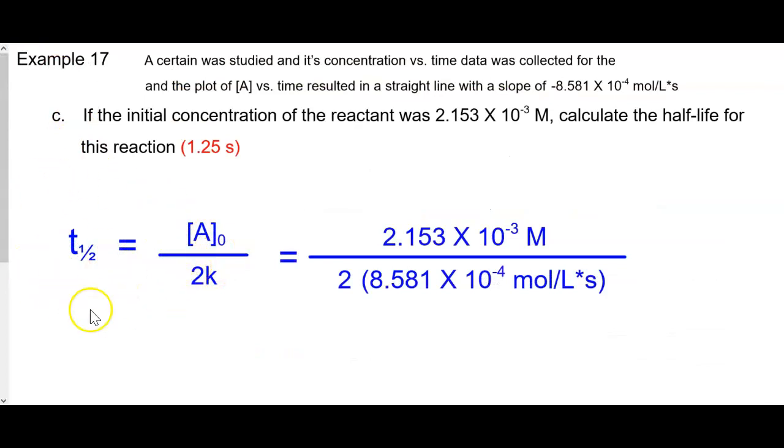Remember, the requirement is to have that generic formula. I'm plugging in my initial concentration. I'm plugging in 2 times my K. This is the K because we know it's the opposite of slope. We figured this out on part B. And when I get that, I get 1.25 seconds.